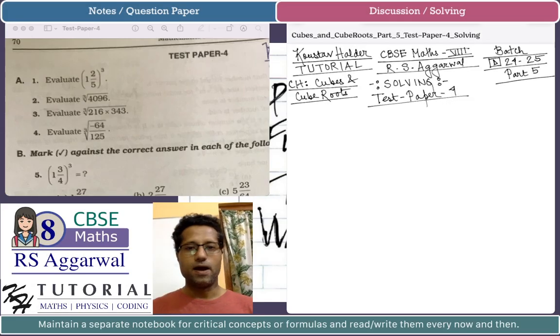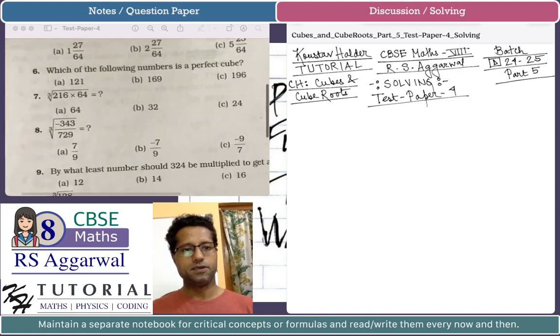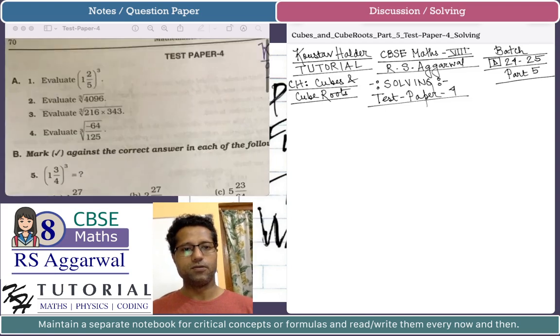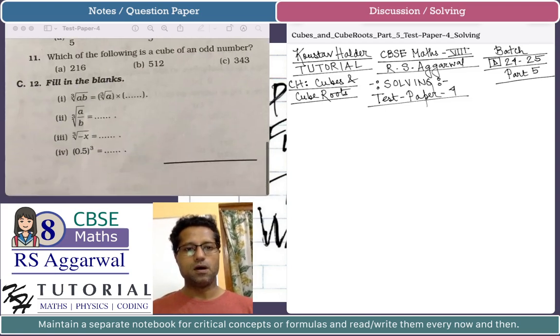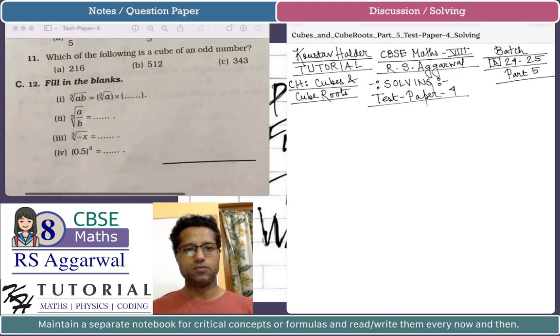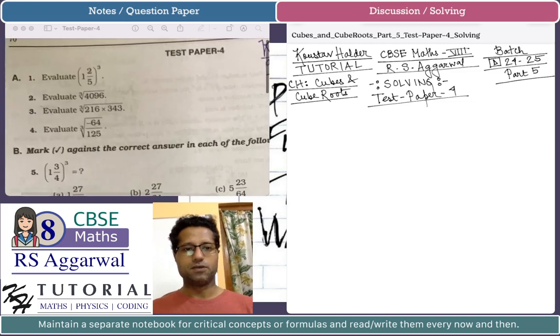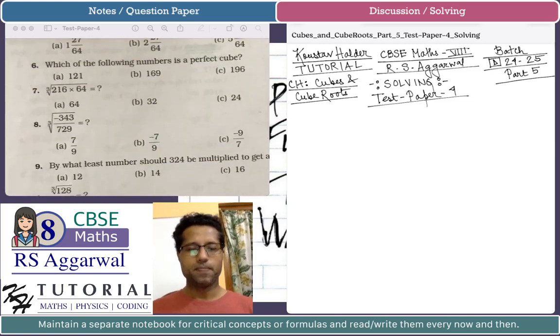Okay, so I have the test paper on the left hand side. The questions are divided into sections A, B, C, and there are a total of 12 questions. Some are subjective and some are MCQ.